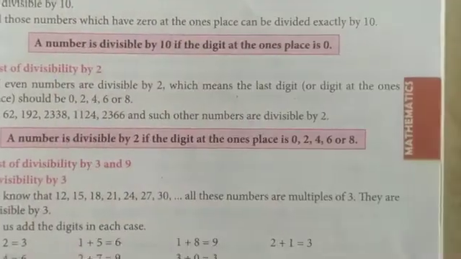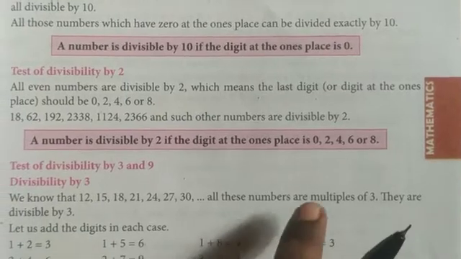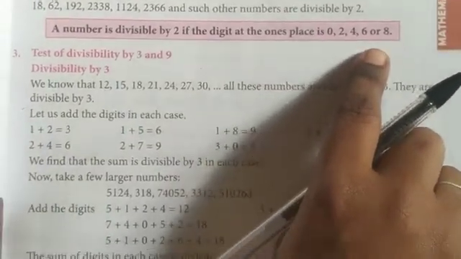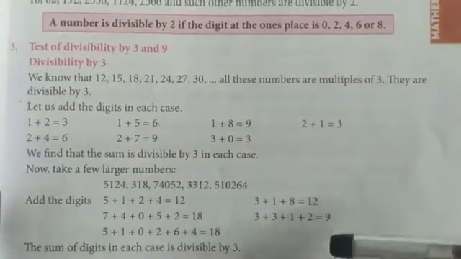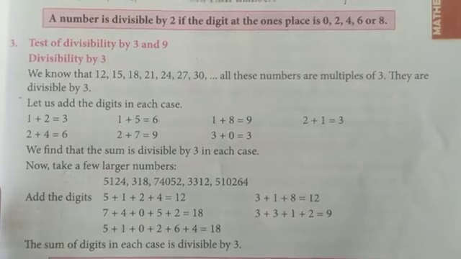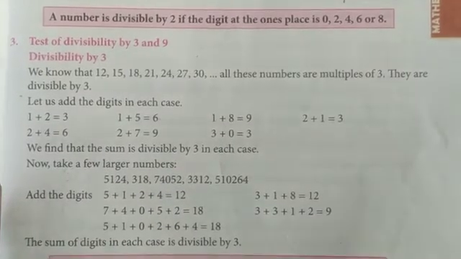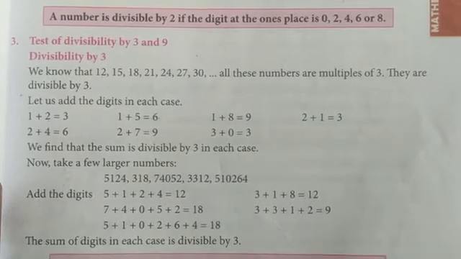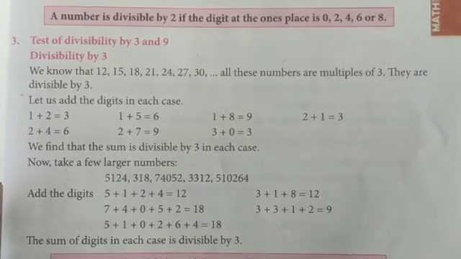So from this we come to know that if there is a 0, 2, 4, 6 or 8 in the ones place, then the number is divisible by 2. Now the test of divisibility by 3 and 9. Here we come to know how to find whether the given number is divisible by 3 and 9.